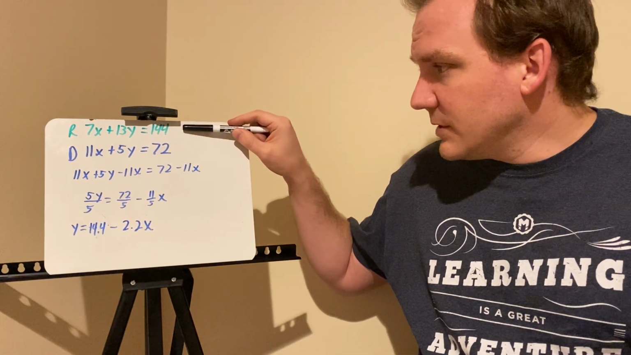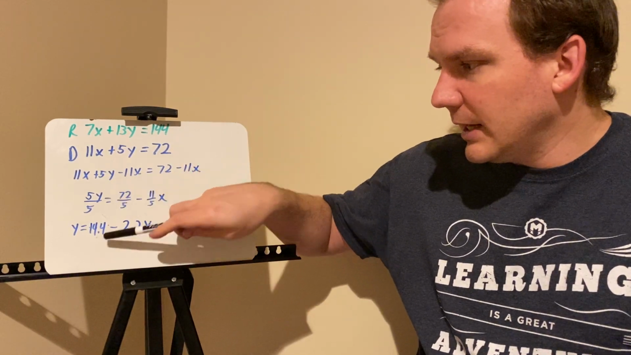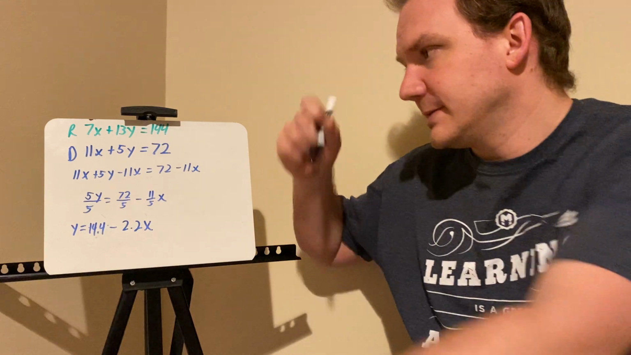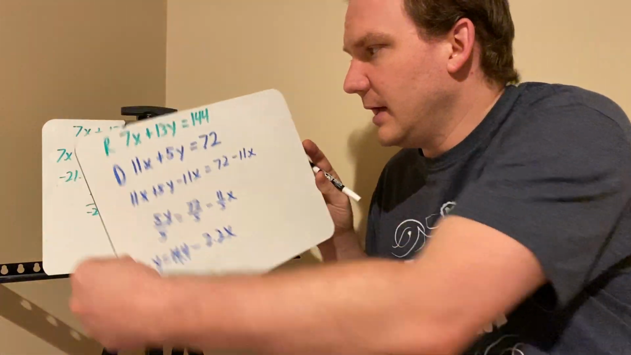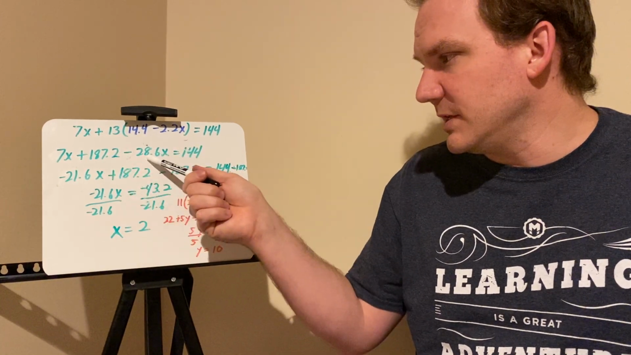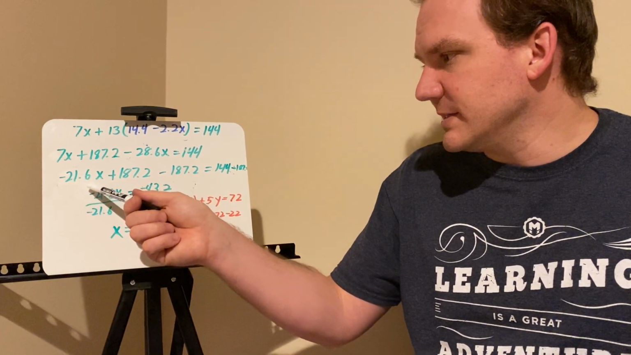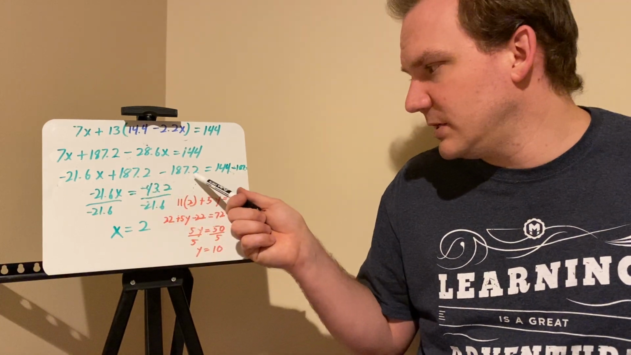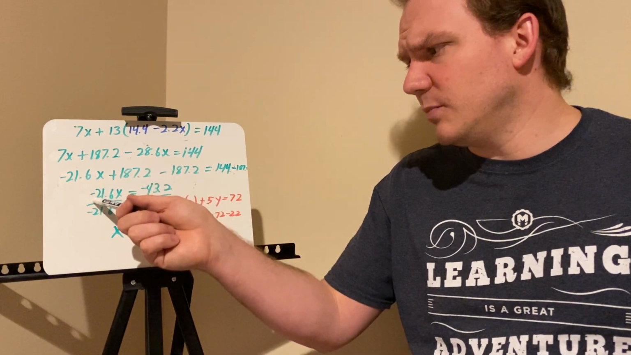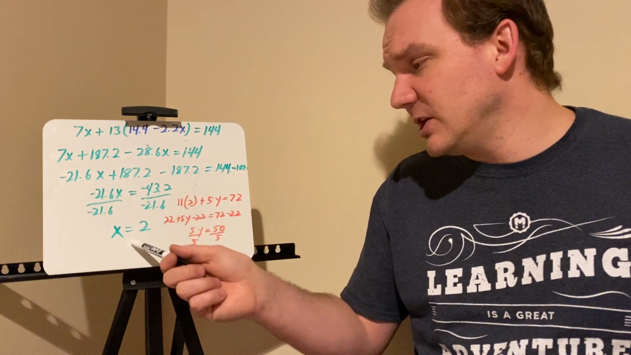But Mrs. Rogers' equation, my equation, I took my equation and I isolated y. So I got y equals 14.4 minus 2.2x. I went back and substituted that y value into Mrs. Rogers' equation. I multiplied out 13 times these numbers. I ended up with these bigger numbers that are decimals. I had this weird negative 21.6x plus 187.2 equals 144 minus 187.2. And then I divide both sides by negative 21.6. Did that on both sides here. I end up with x equals 2, which is right.